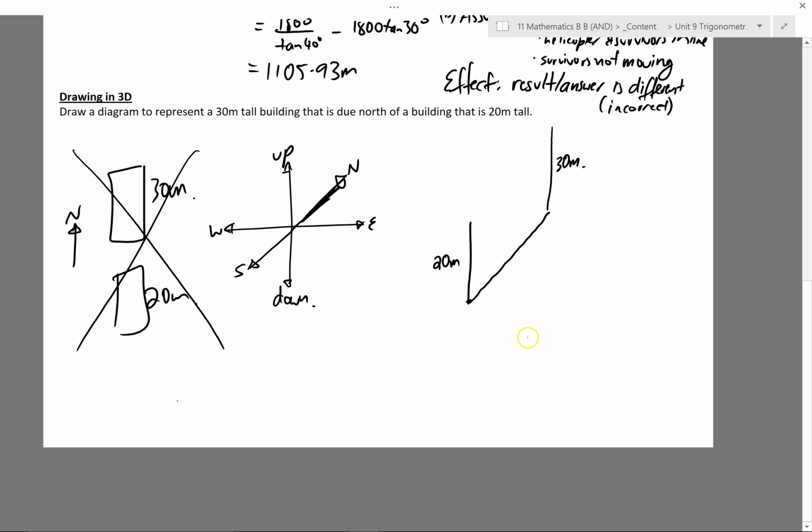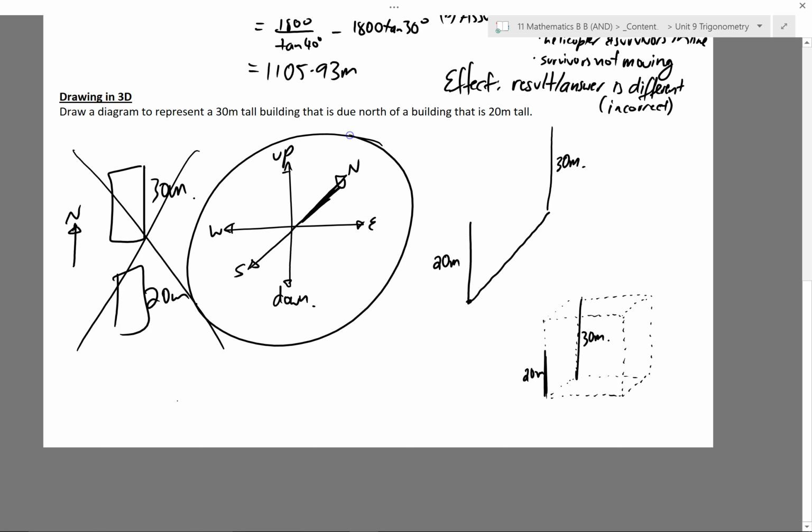An alternative way of drawing this is to draw a 3D box, and then you can draw in whatever you want. So I want a 20 meter building, and then to the north, I want a 30 meter building. Some people may prefer the box method so we can see where the right angles are.